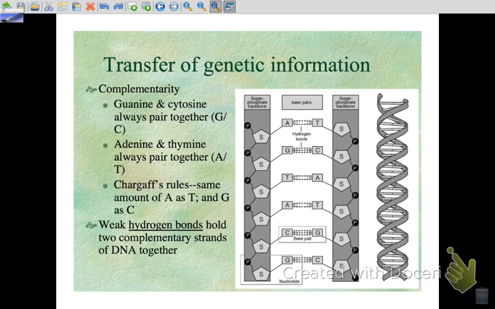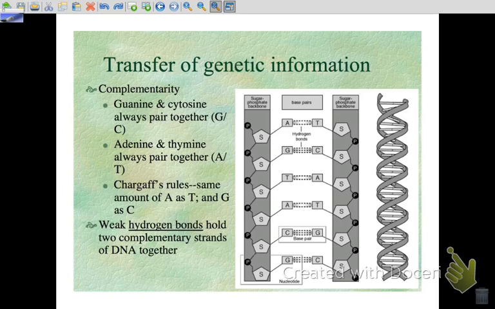Another way, if you don't remember the song, you can remember AT, always together. GC, great combination. Oh, Grace Catherine. So that's another way of doing it. And who found this out was Chargaff. Chargaff's rule. He was the one who discovered the complementarity of it. And I'm going to give you a question that you will have on a quiz and a test.